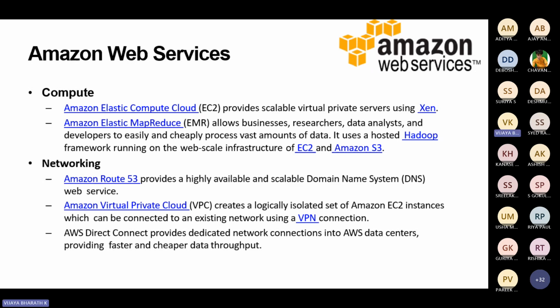These VPCs give you a logically isolated set of EC2 instances. Let's say you can stop internet access to a few of your subnets, and you can allow internet access to a few of your subnets. So security is also improved a lot.